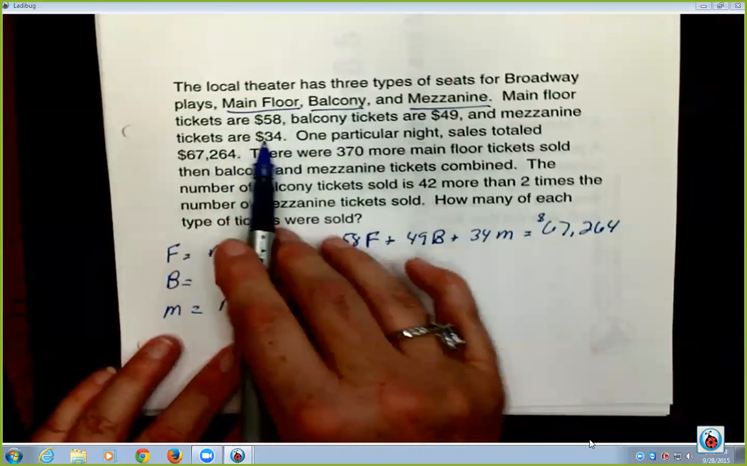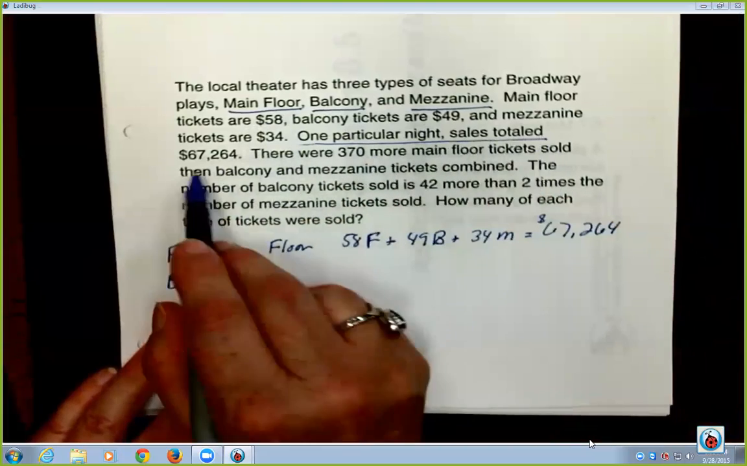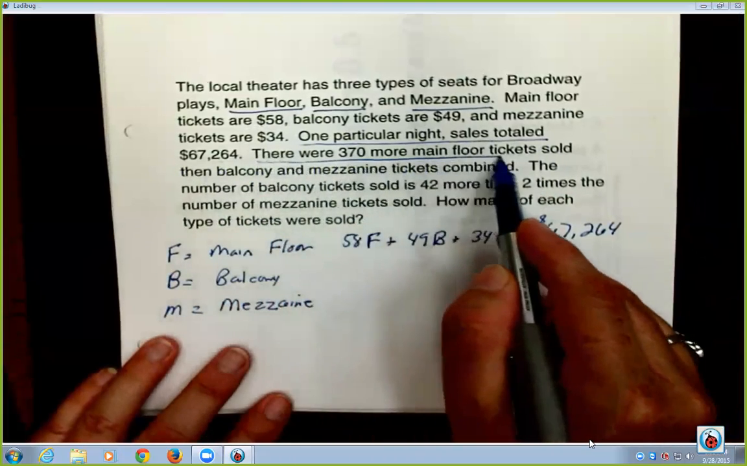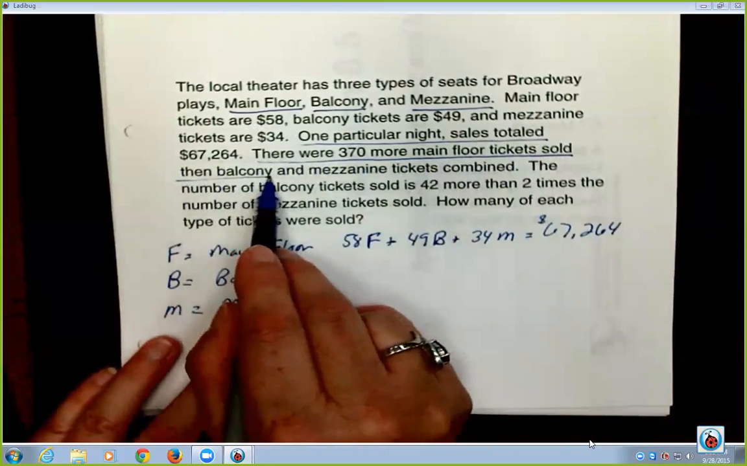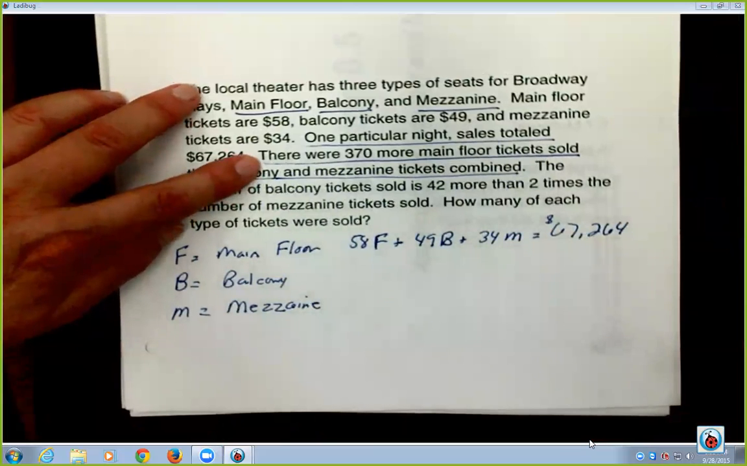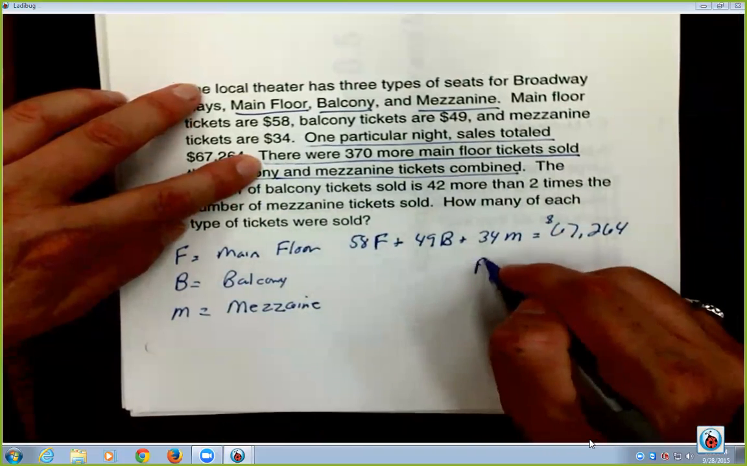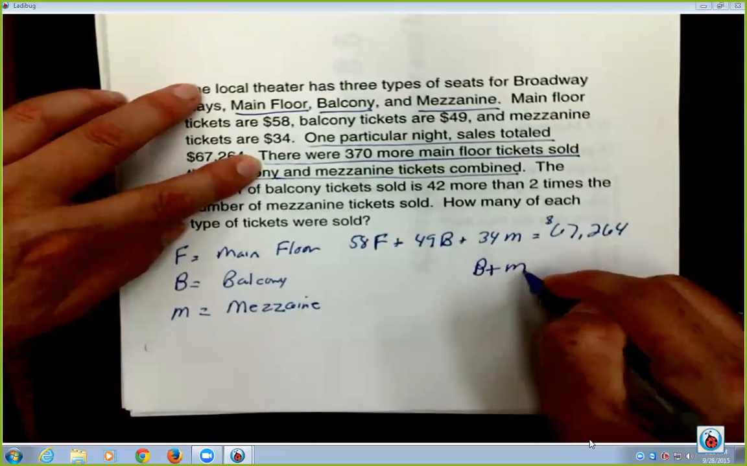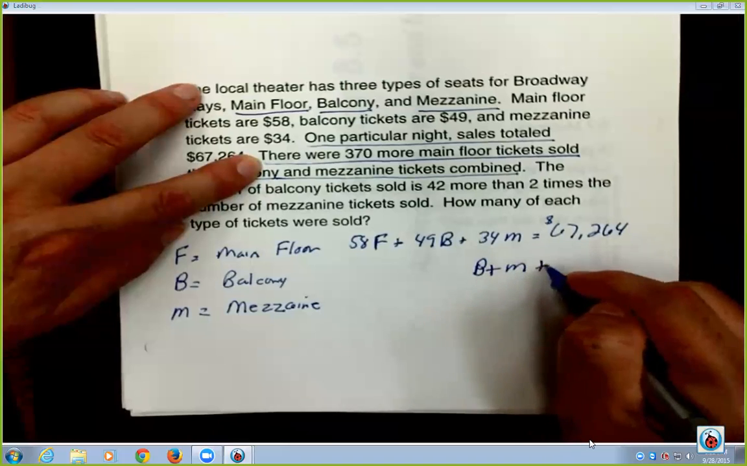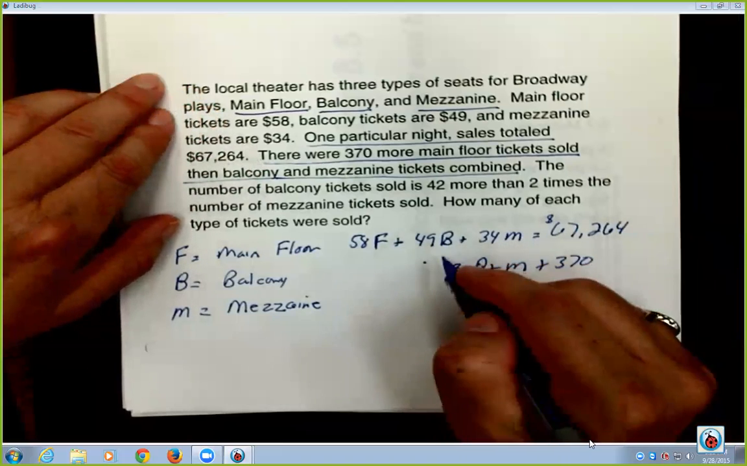All I did was take my prices, put them with my letters, put them with what was made. So then one particular night, the sales totaled this amount. There were 370 more main floor tickets sold than balcony and mezzanine tickets combined. So what does that mean? How can I get that into a statement? Okay, so we're going to have B plus the mezzanine plus 370 is going to equal the main floor.